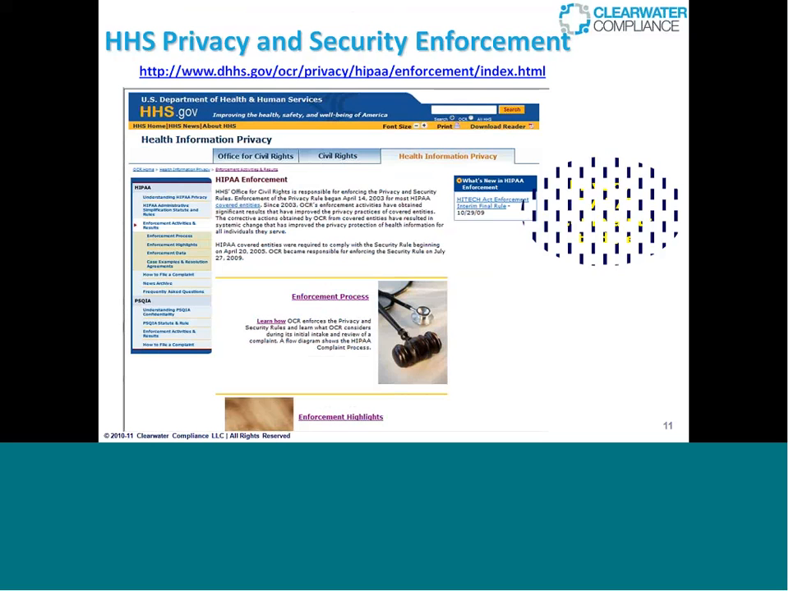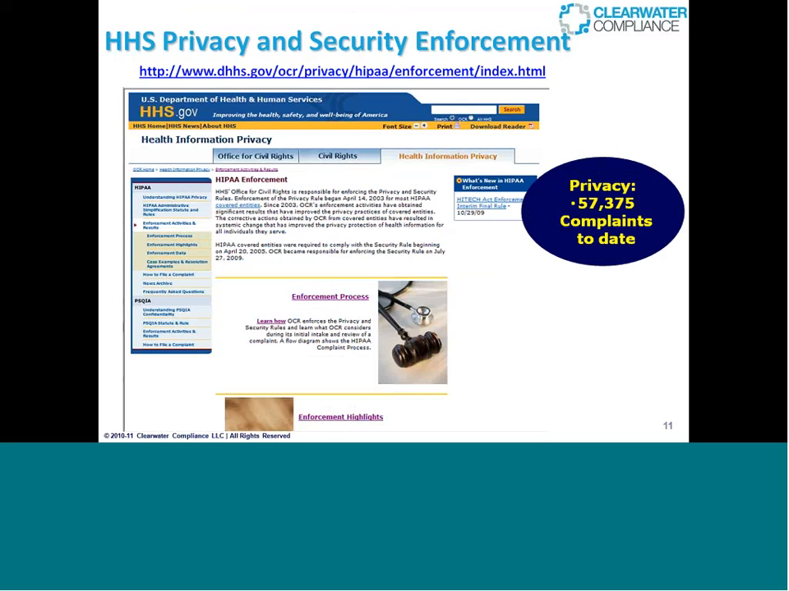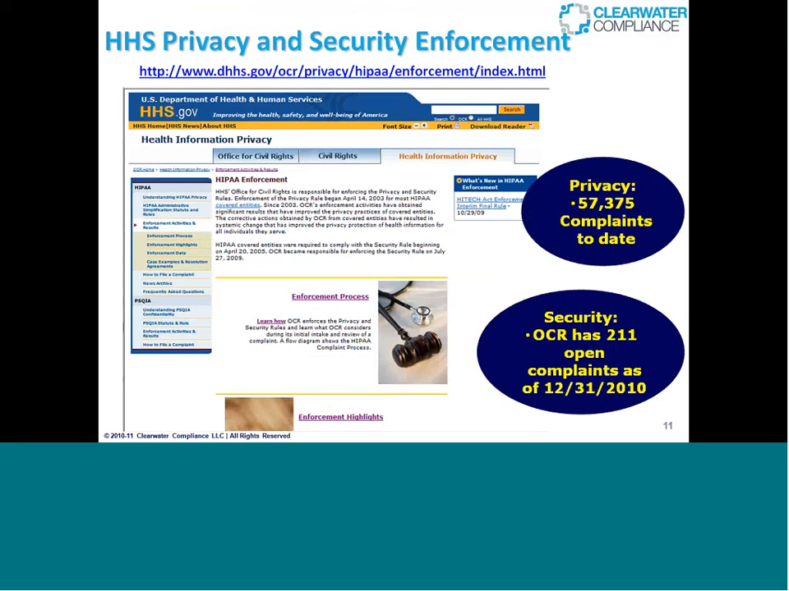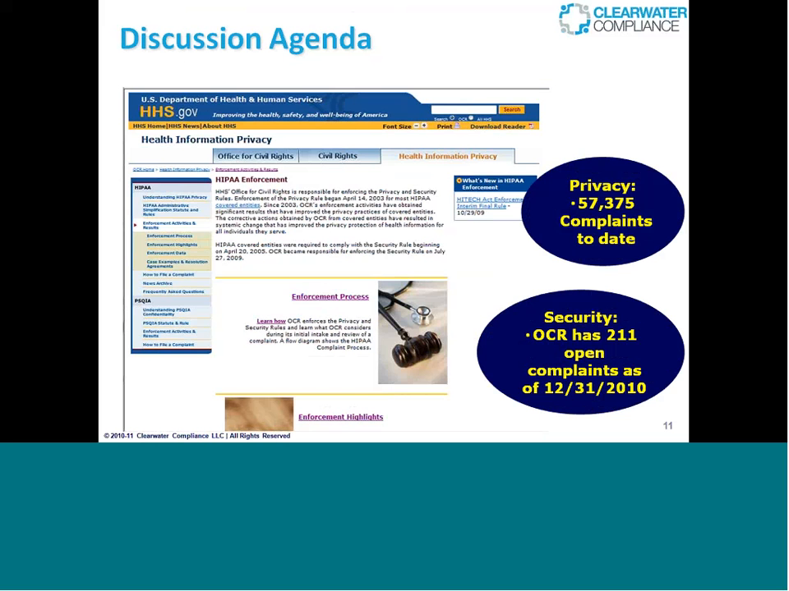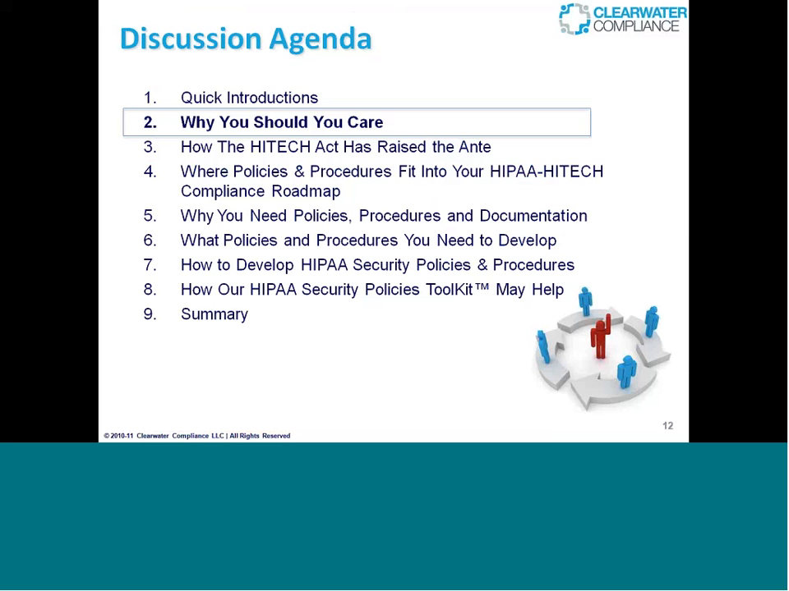More about enforcement of privacy and security. To date, since the Office for Civil Rights has been responsible for enforcing privacy, there have been almost 58,000 complaints that have been registered. OCR just took over responsibility for the enforcement of security last year, and they have at this moment in time, or actually as of the end of the year, about 211 open complaints. It's getting serious. That's part of my introduction.